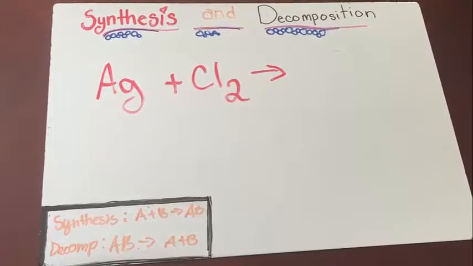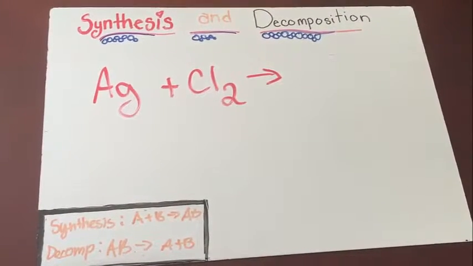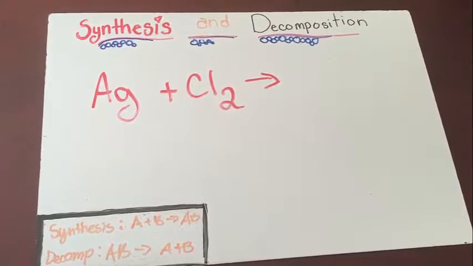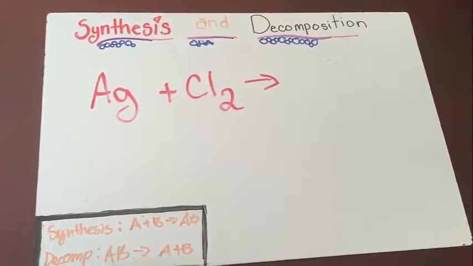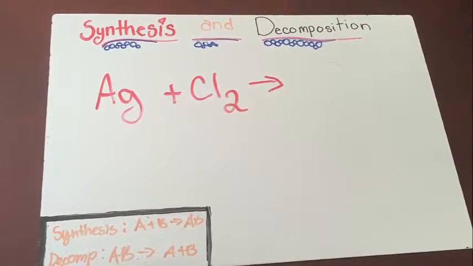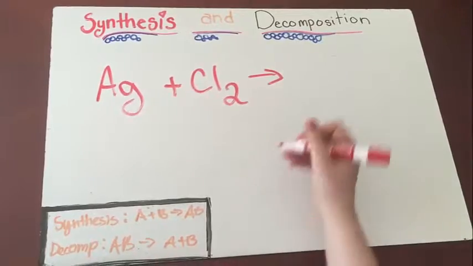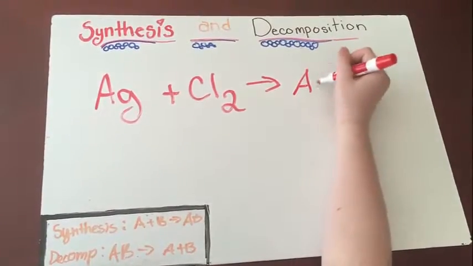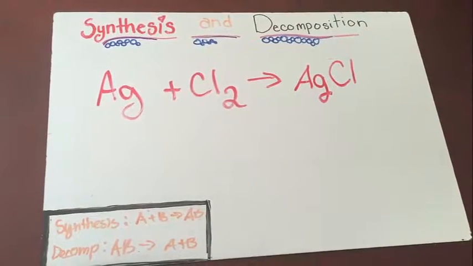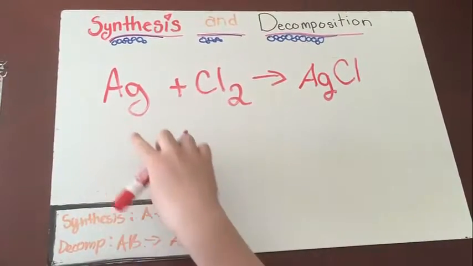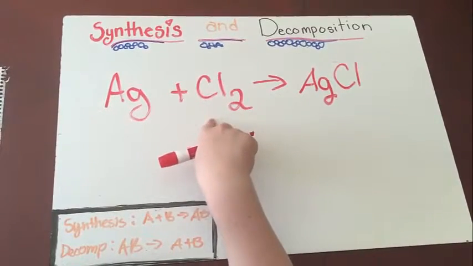Before I figure this one out, feel free to pause the video and try it yourself first. Because we have two reactants, we know that this is going to be a synthesis equation, and we are going to have one compound at the end for our answer. So let's start by just writing the 2 over here, because we know that we're going to have at least one silver atom and at least one chlorine atom in our answer.